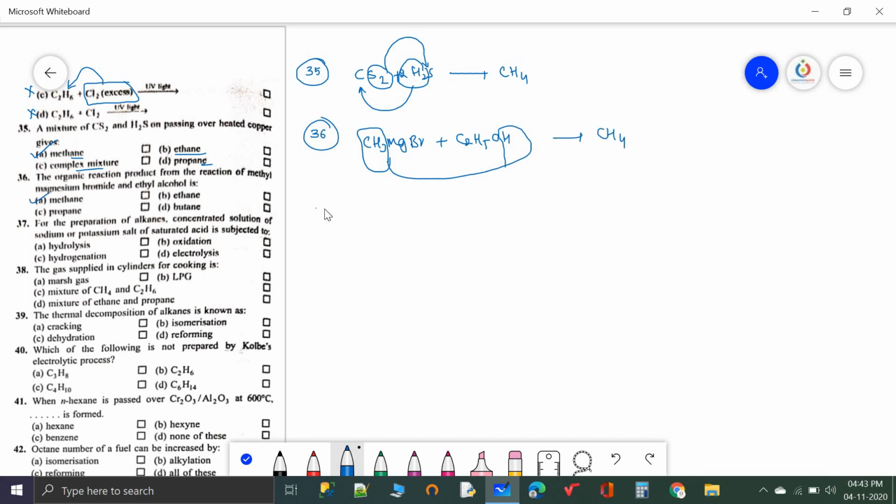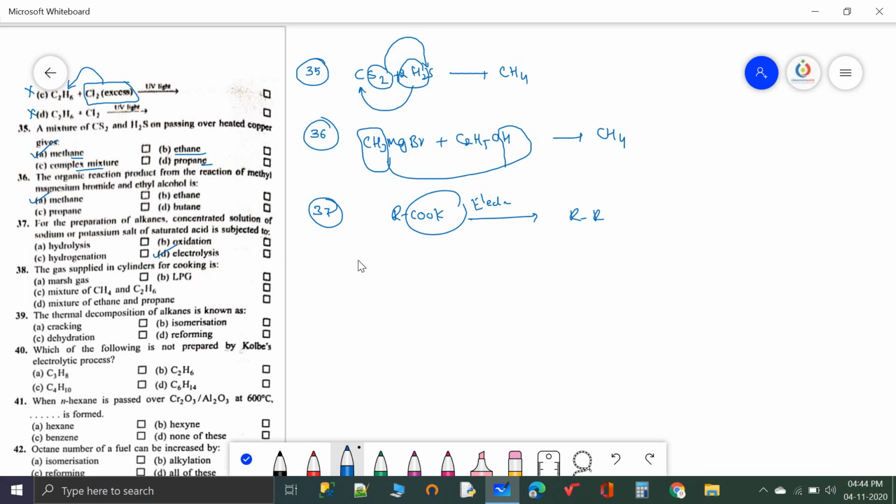So option A is correct. Next, 37. For the preparation of alkanes, a concentrated solution of sodium and potassium salt of a saturated acid is subjected to... Saturated acid means they are taking the carboxylic acid salt and they want to get the alkane. So which process is possible? It is just the electrolysis process, Kolbe's electrolysis process.